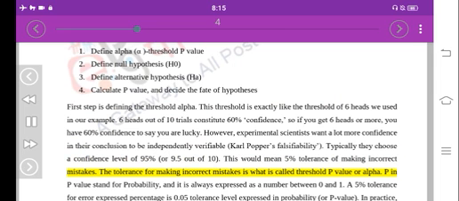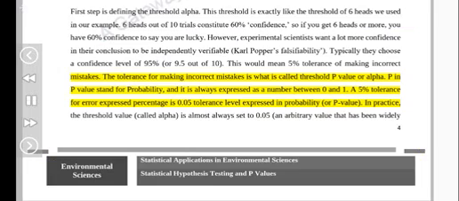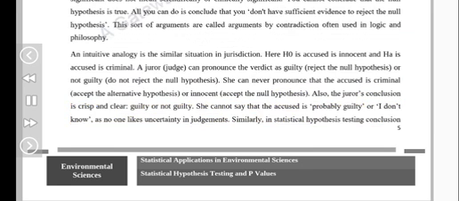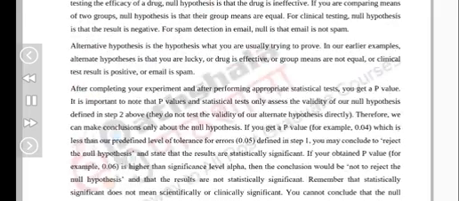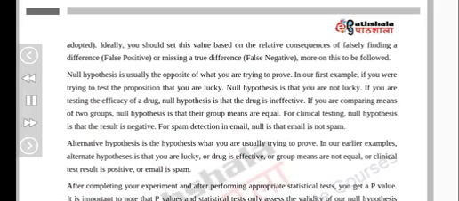The tolerance for making incorrect mistakes is what is called the threshold p-value or alpha. P-value stands for probability, and it is always expressed as a number between 0 and 1. A 5% tolerance for error expressed as a percentage is 0.05 tolerance level expressed in probability or p-value. In practice, the threshold value called alpha is almost always set to 0.05, an arbitrary value that has been widely adopted. Ideally, you should set this value based on the relative consequences of falsely finding a difference, false positive, or missing a true difference, false negative. More on this to follow.